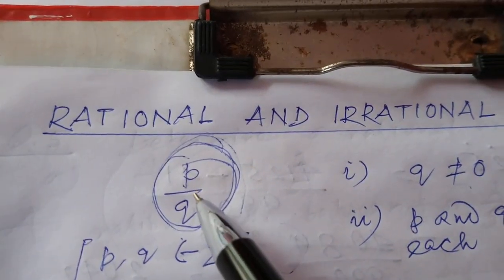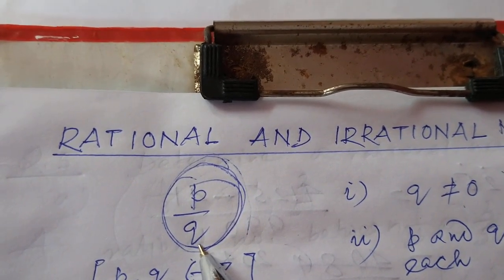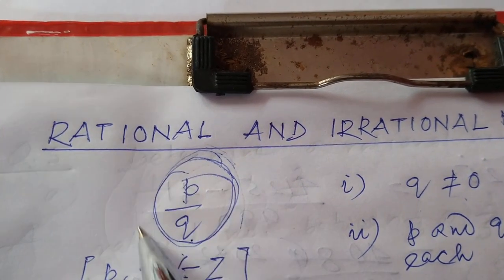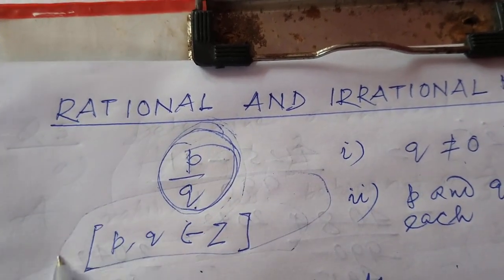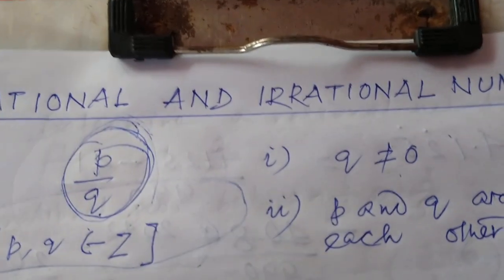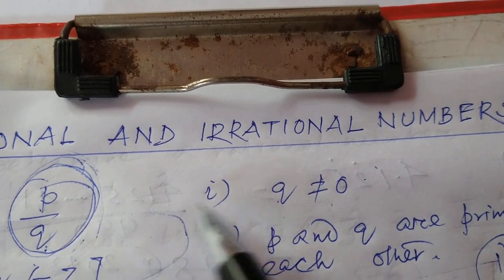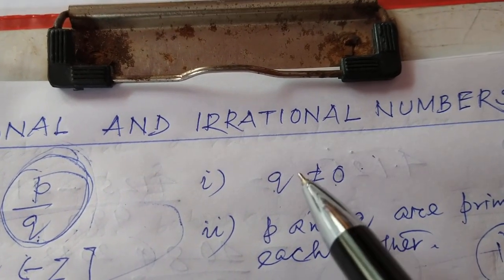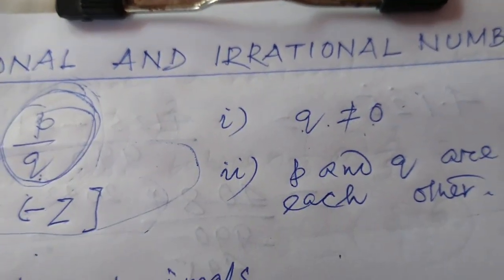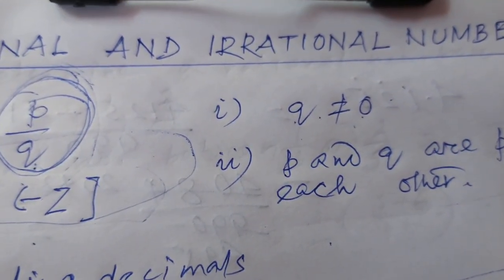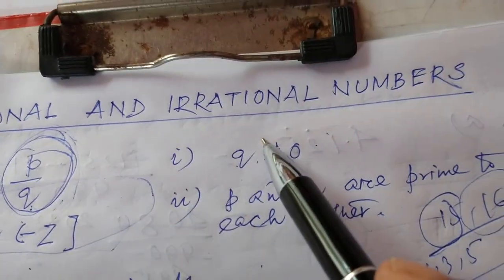The number which can be expressed in the form p by q is known as a rational number. What are p and q? p and q are integers belonging to Z, with the condition q not equal to 0. You see q in the denominator. Integers mean positive, negative, 0. But in mathematics, division by 0 is not allowed. So q must not equal 0.